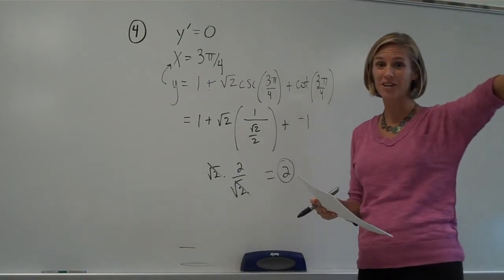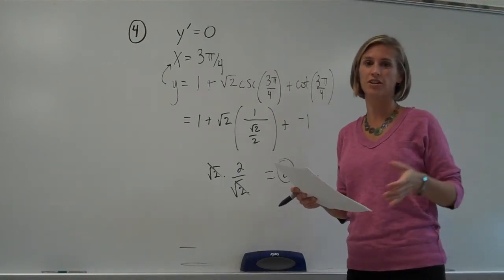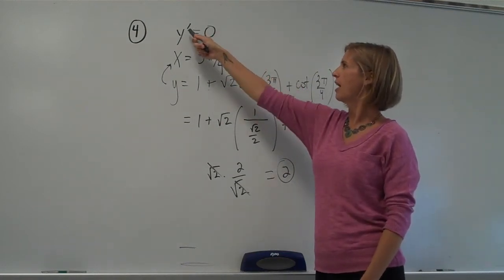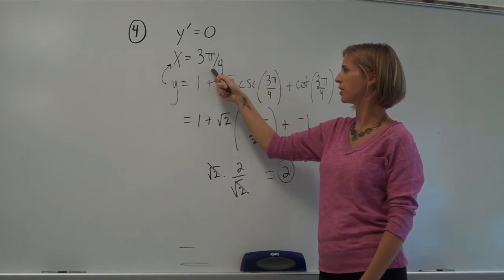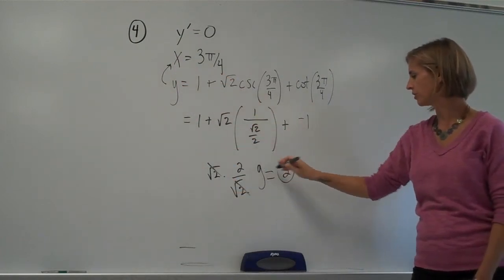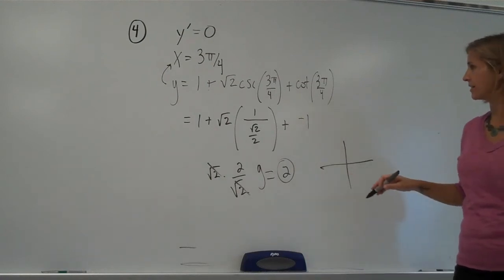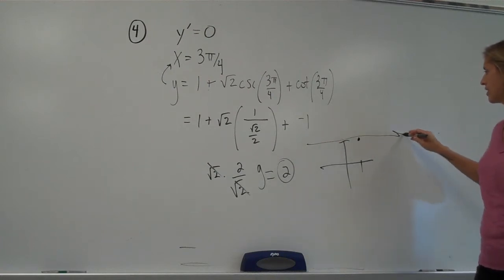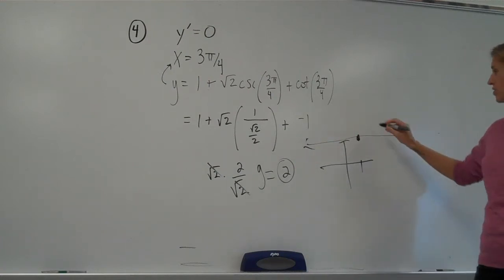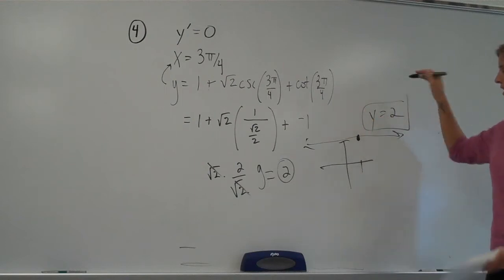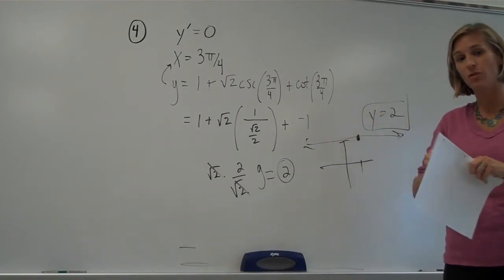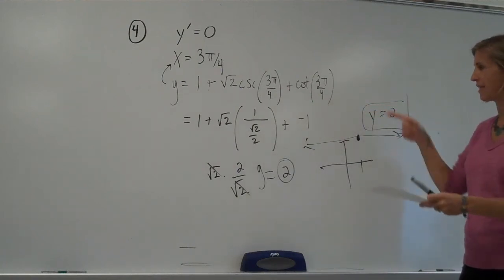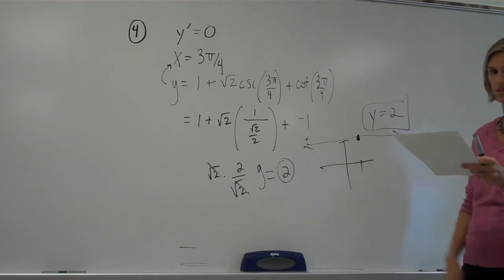So the original question is to find the equation of the horizontal tangent line. The tangent line is horizontal when the derivative is 0, and the derivative is 0 when x equals 3 pi over 4, and y equals 2. So that point is at 3 pi over 4, 2, say it's here or whatever, and it's a horizontal tangent line going through that point. So what's the equation of it? y equals 2. Final answer, y equals 2. That's the equation of the horizontal tangent line. It's tangent to the curve they give us at that point that we found where the tangent's horizontal.